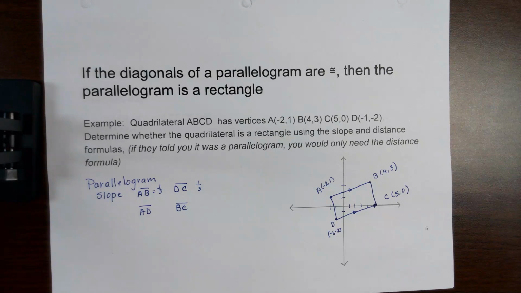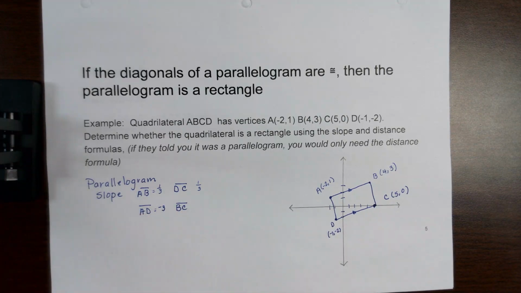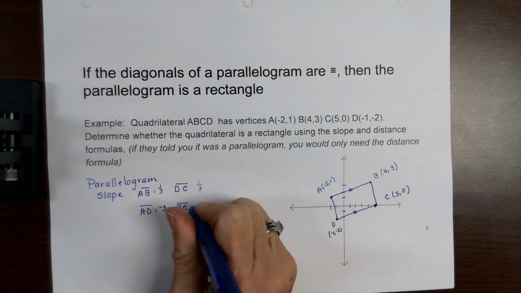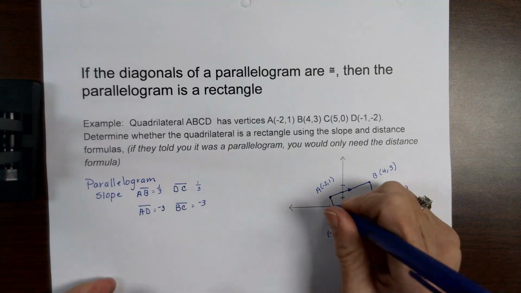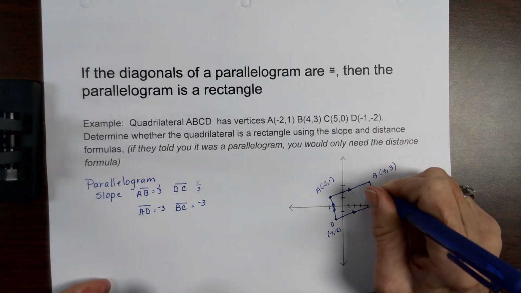So I have AD, which is -2, 1, and I have -1, -2, which is going to be a -3 right there. And then I'm going to do BC, which is going to be 4, 3, and 5, 0, which is also -3. So I know that this is parallel to this.